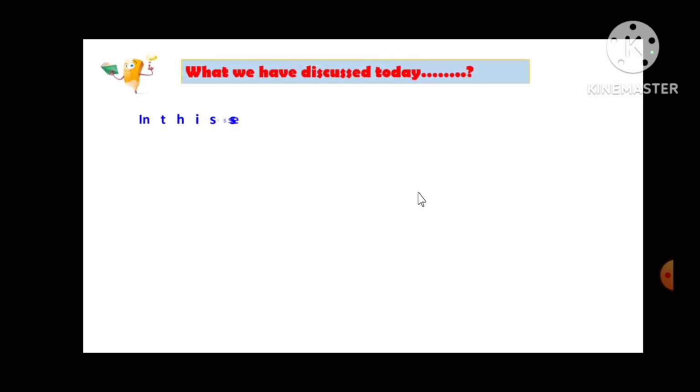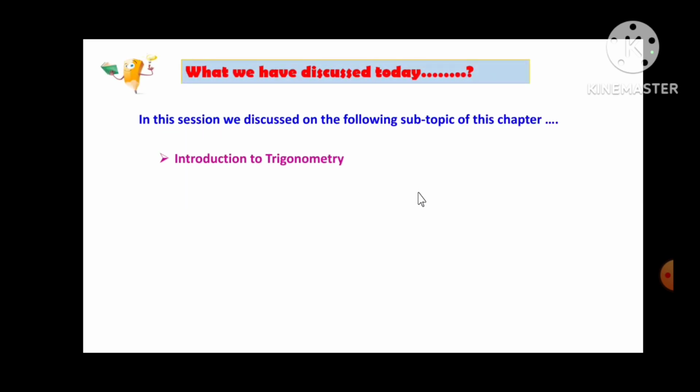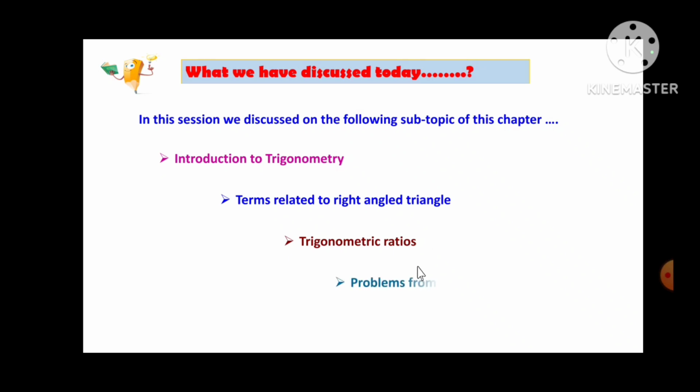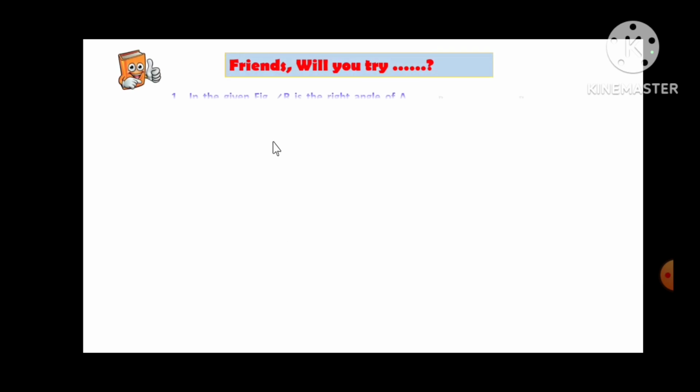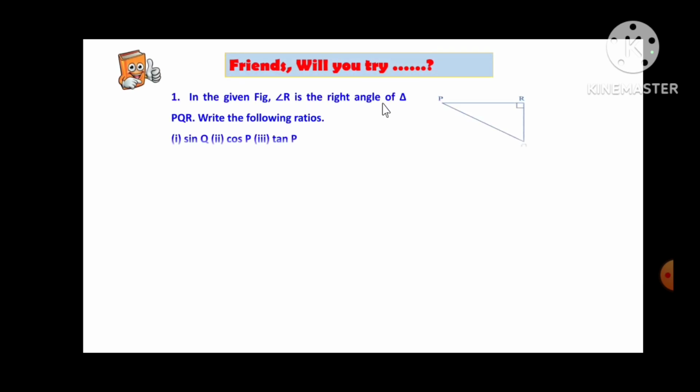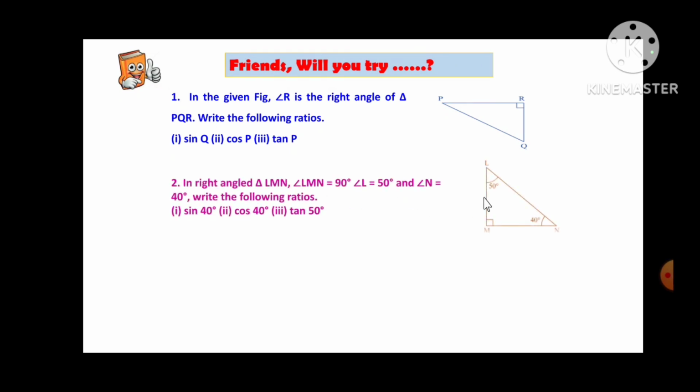Now, what we have discussed today in this session is introduction to trigonometry, terms related to right angle triangles, then trigonometric ratios, and the problems from the practice set. Friends, will you try these problems? In the given figure, angle R is right angle of this triangle PQR. Write the following ratios: sin Q, cos P, and tan P. Second, in a right angle triangle LMN, angle M is 90, L is 50, and N is 40. Write the following ratios: sin 40, cos 40, tan 50.